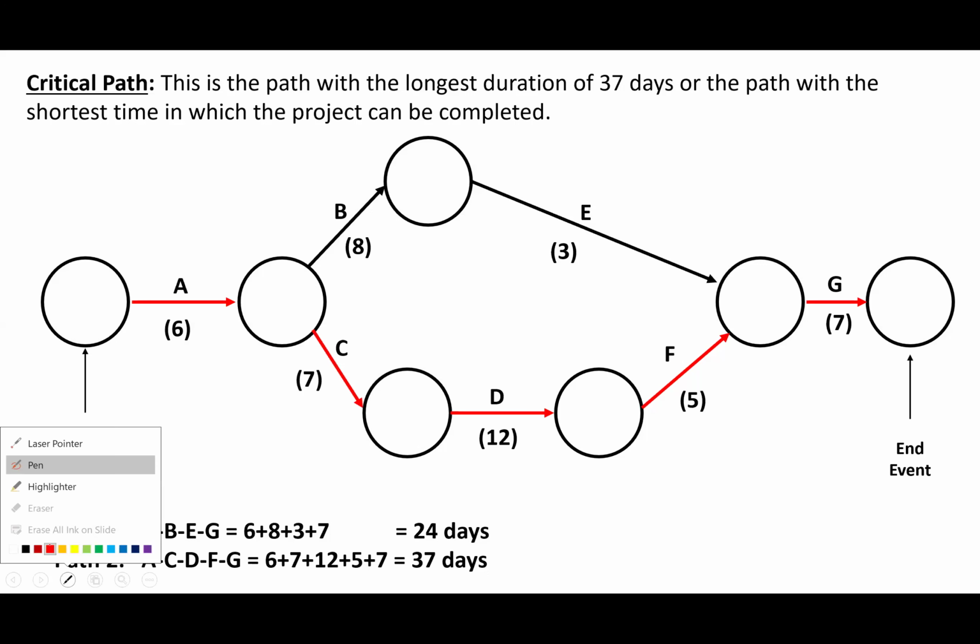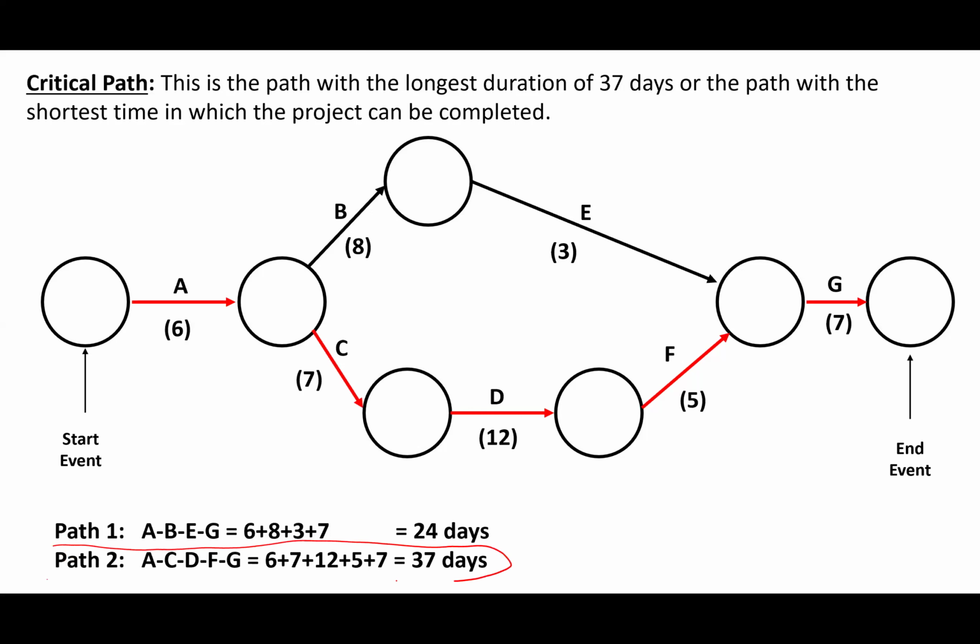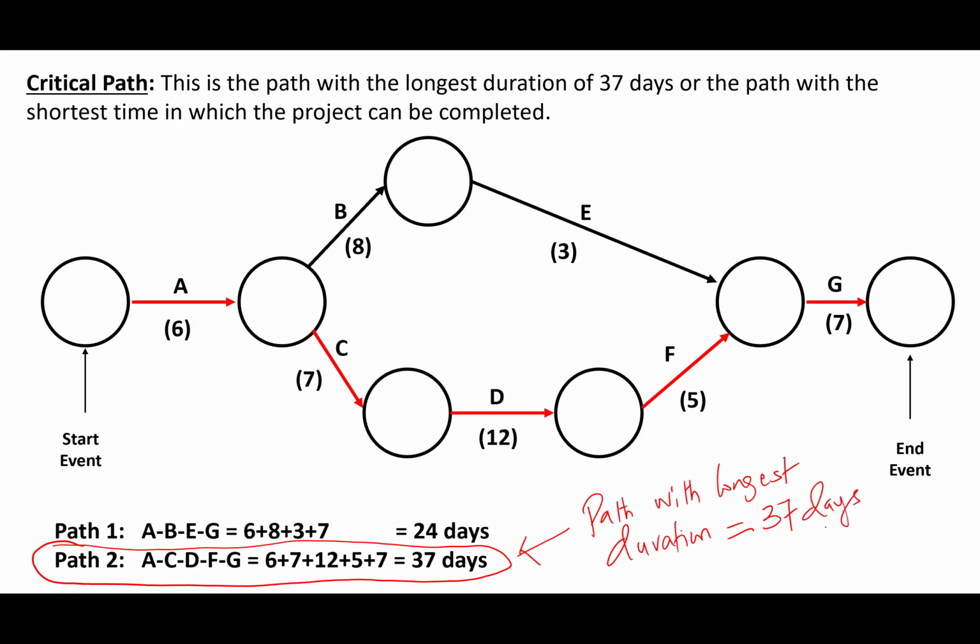Let me just simplify this. The critical path is the path with the longest duration, and those are the 37 days.